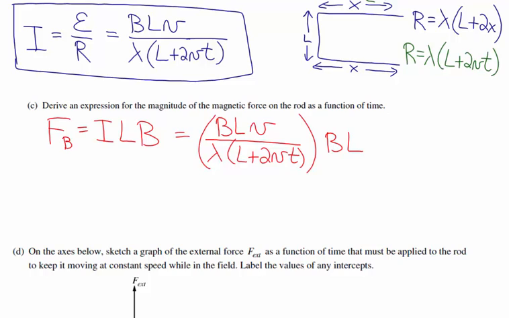So we have the current, BLV divided by lambda times (L plus 2Vt). We have that current times BL. And so we can multiply that through and we get B squared L squared V divided by lambda times the quantity (L plus 2Vt). And that's our force as a function of time.